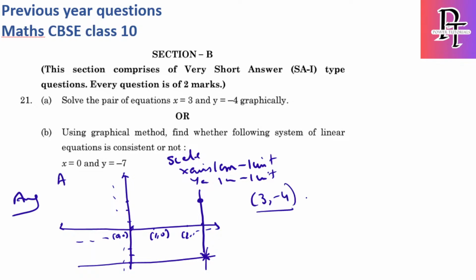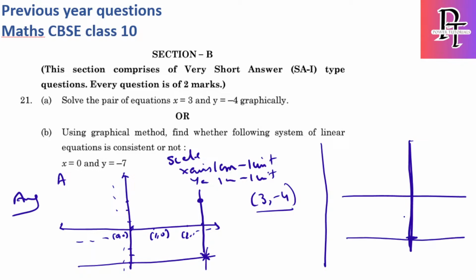In the same way, for B it will be almost the same. Check whether the system of linear equations is consistent or not. What is the difference between consistent and not consistent? For consistent there should be at least one intersecting point, and for not consistent there should be no intersecting point. For that graph, I'll show here. x is equal to 0 is the y-axis, and y is equal to minus 7 will be somewhere here. So these are the lines. We have a point of intersection, hence we have to say it is consistent.